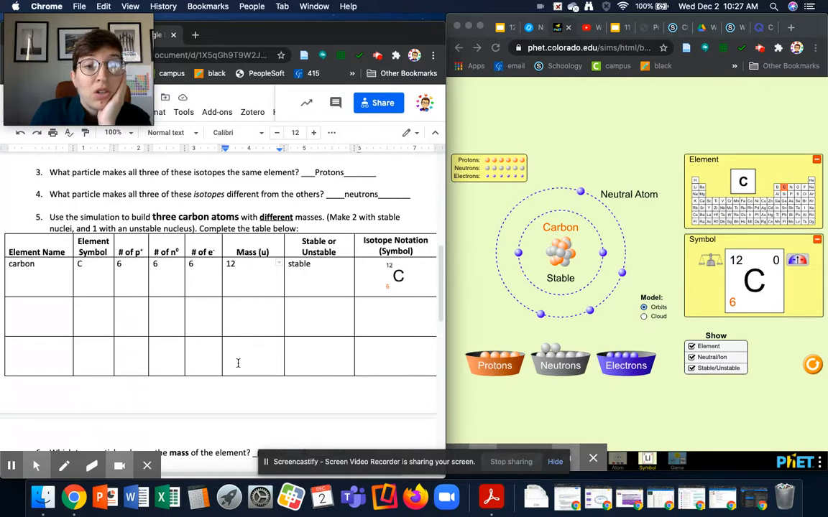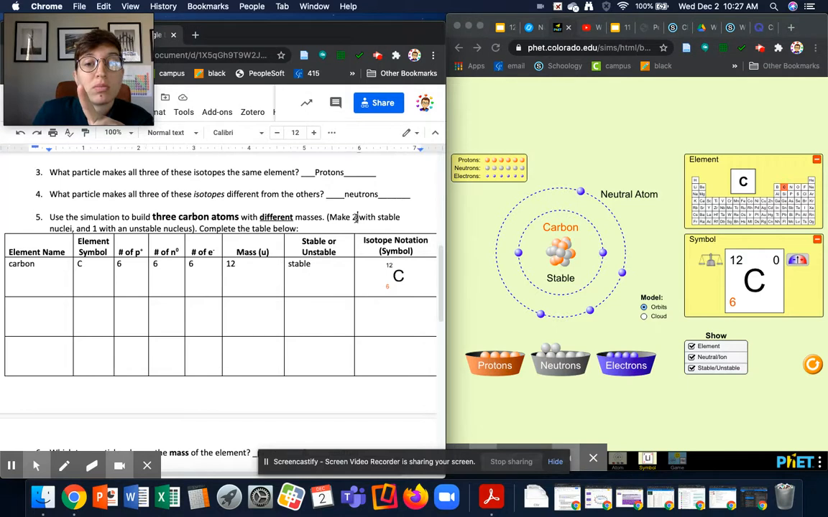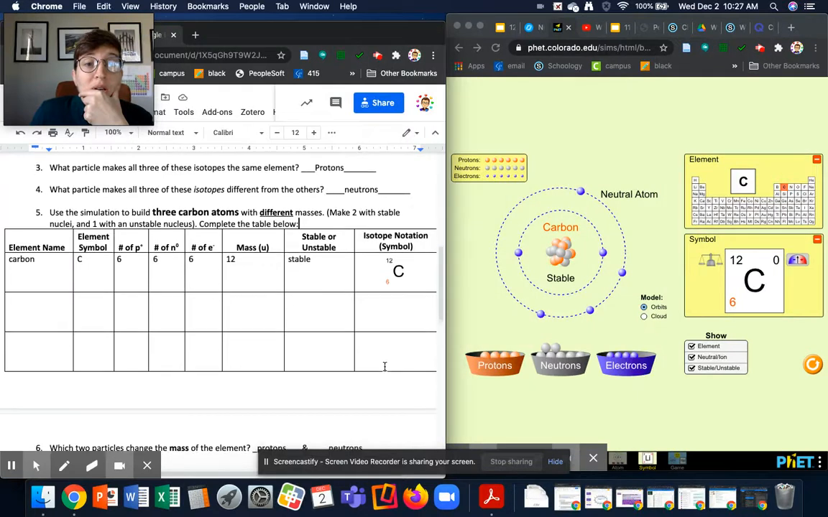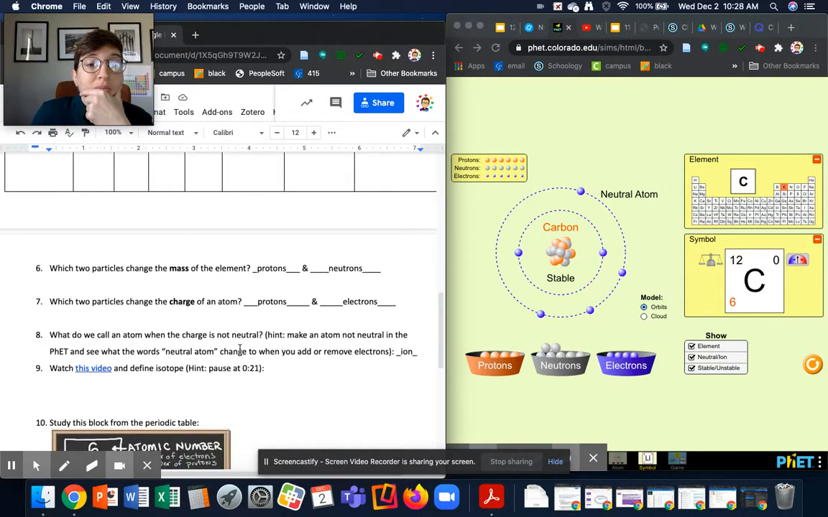Okay, you're going to make two more isotopes of carbon. So you don't want to change the protons, right? You want to change neutrons. So you can take away a neutron, you can add a neutron, whatever you want to do, but you need to make one more that's stable, right? That would equal the two that are stable, and then one with an unstable nucleus. And you're going to add in this information here. Okay? So what's coming next is 6, 7, and 8.